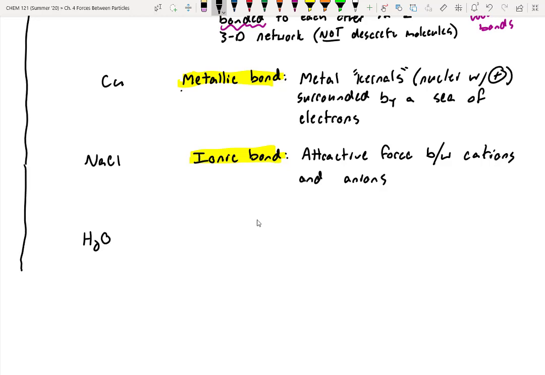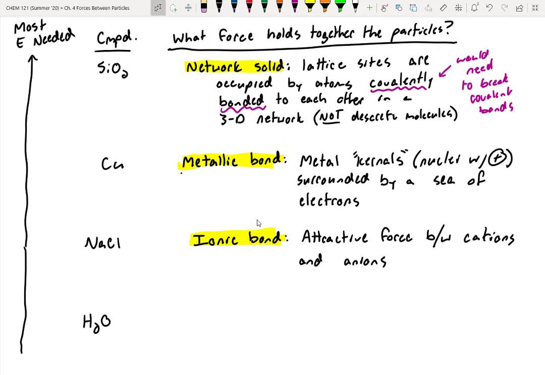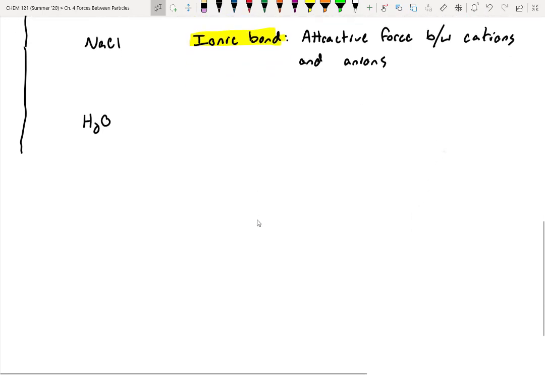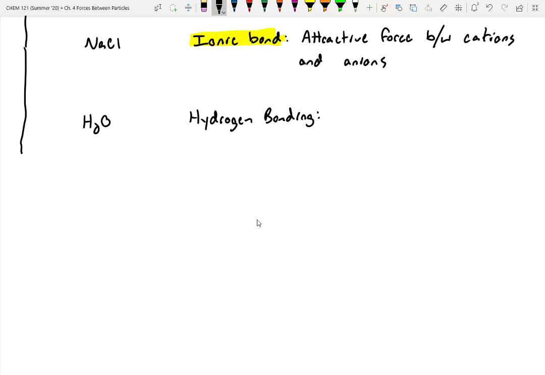All right, so water is a weird one. Water, if we look at it in a crystal lattice, actually tends to pack almost like a network solid. However, it's not completely covalently bonded, meaning there are discrete water molecules. They just tend to interact strongly with other water molecules. So this is called hydrogen bonding. And hydrogen bonding is pretty unique.